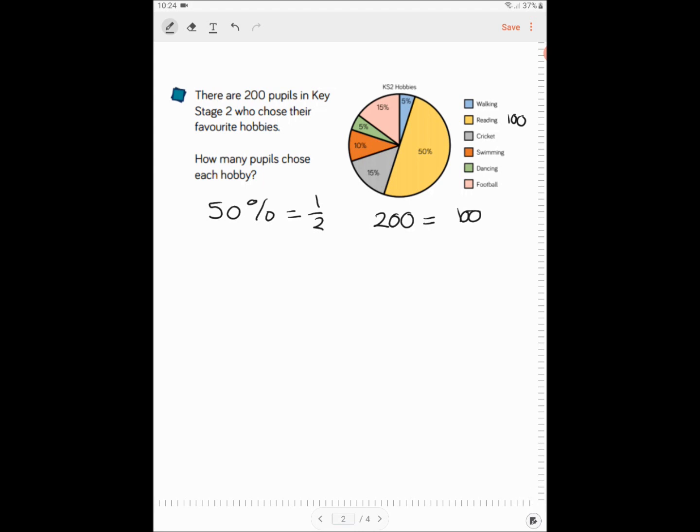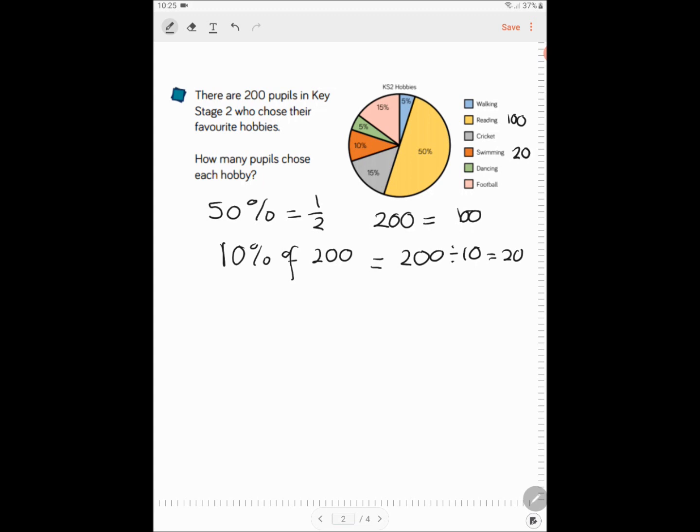Now, then I would go for the 10% because 10% is nice and easy to work out. So 10% of 200, remember we divide by 2. Remember, if you struggle with that concept, divide by 100 times by the percent. So you divide by 100 times by 10. But if I want the cheats way, I can just divide by 10. So 200 divided by 10 equals 20. So I know that 20 people liked swimming.